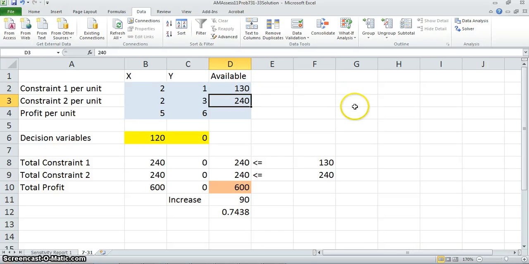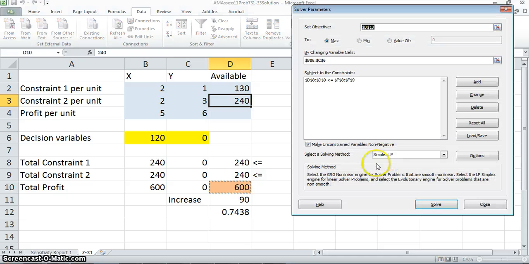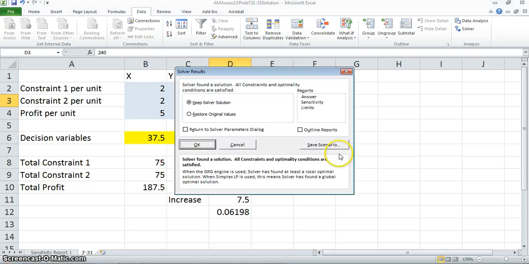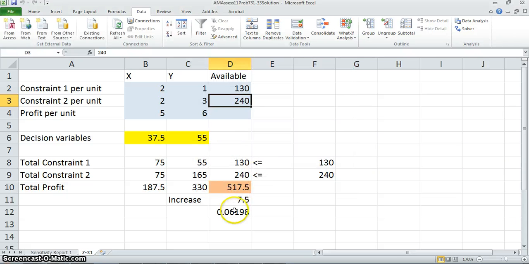If we change the model to 130 as the available right-hand side constraint, constraint 1, we can see that this is the case. Profit is now $517.50. Hopefully this gives a little bit more insight into what's happening with the sensitivity report.